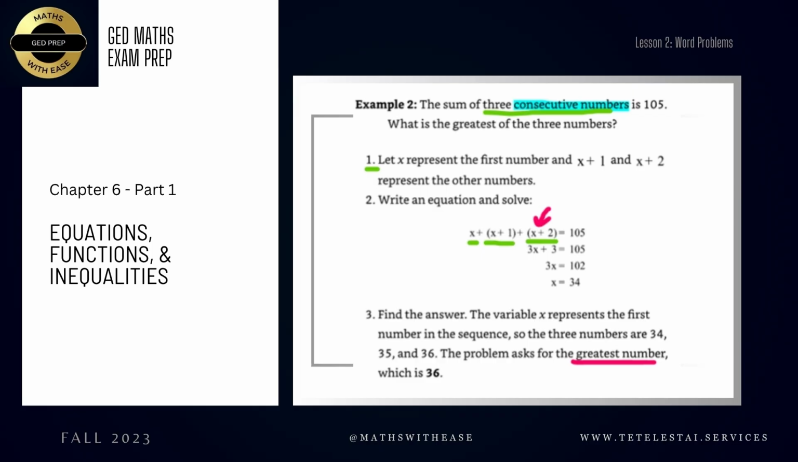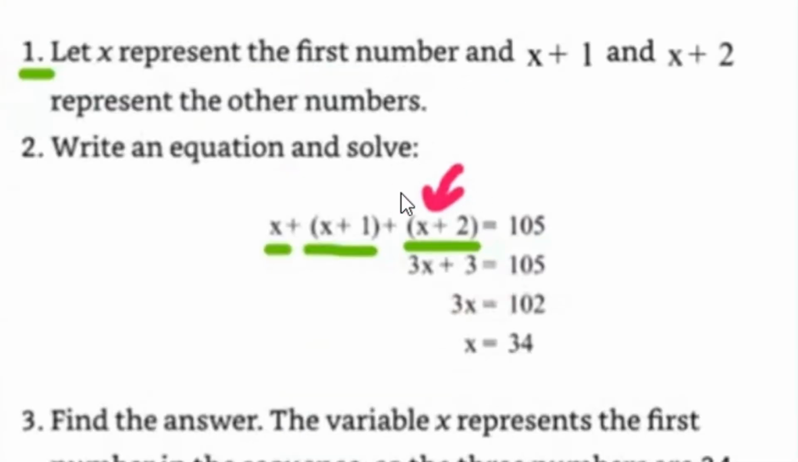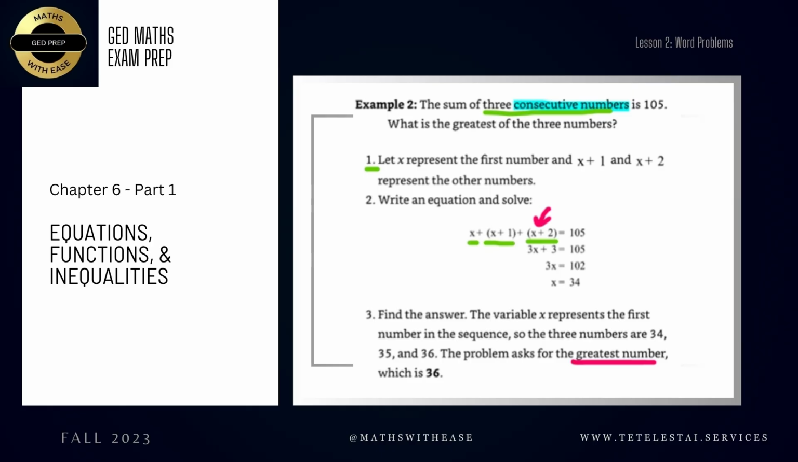And 2 is greater than 1, and 2 is greater than the imaginary 0 that we have here. So we know that whatever value x is, this consecutive number will be increasing by 1. This consecutive number will always be increasing by 2. So by logic, this particular consecutive number will be our greatest, whatever value x takes on. And we can check that.